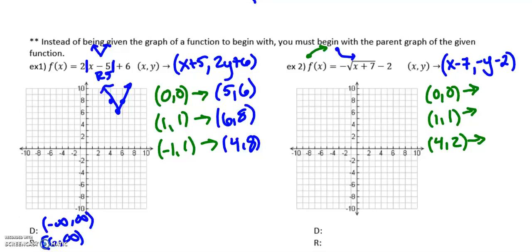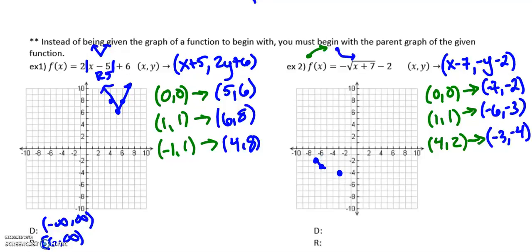Run each of those 3 through that filter, so I get negative 7, negative 2. I get negative 6, negative 3. I'm just plugging the x and y in. And I get negative 3, negative 4. Plug x in for x, plug y in for y. So when I graph this, negative 7, negative 2, negative 6, negative 3, and negative 3, negative 4, fits the shape that I had, and the shape that I wanted.